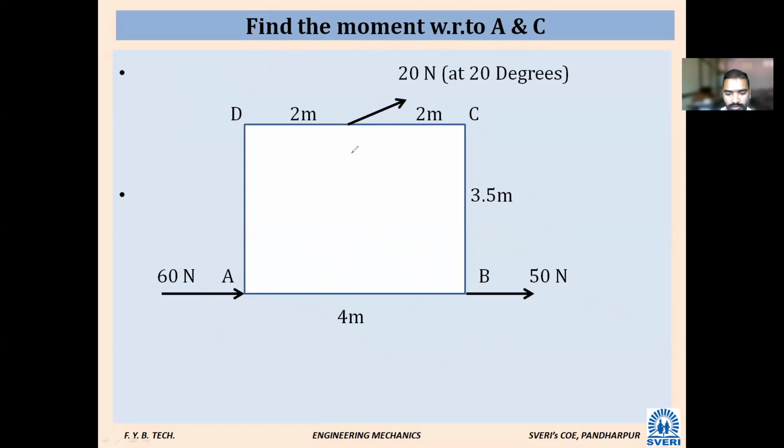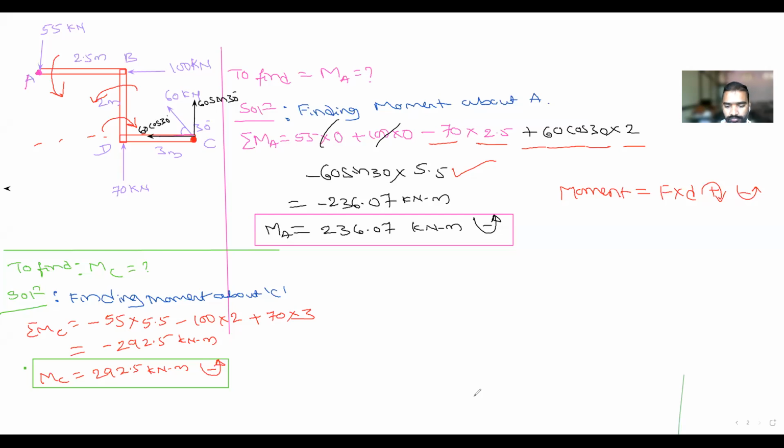Find the moment about A and C. And this is the body, and there is a force. This is one force which is acting here, and there is one more force which is acting in the horizontal direction here, and there is one more force which is acting in this direction.